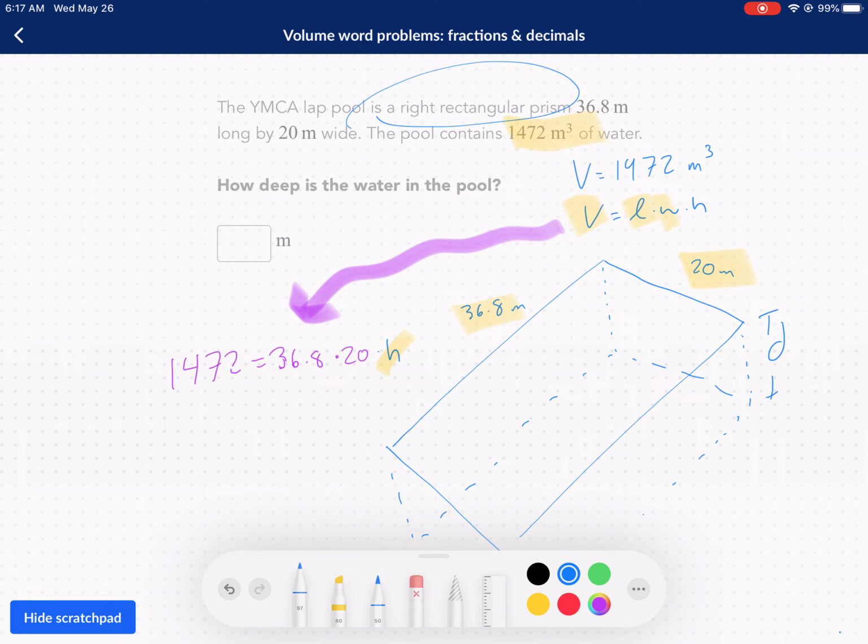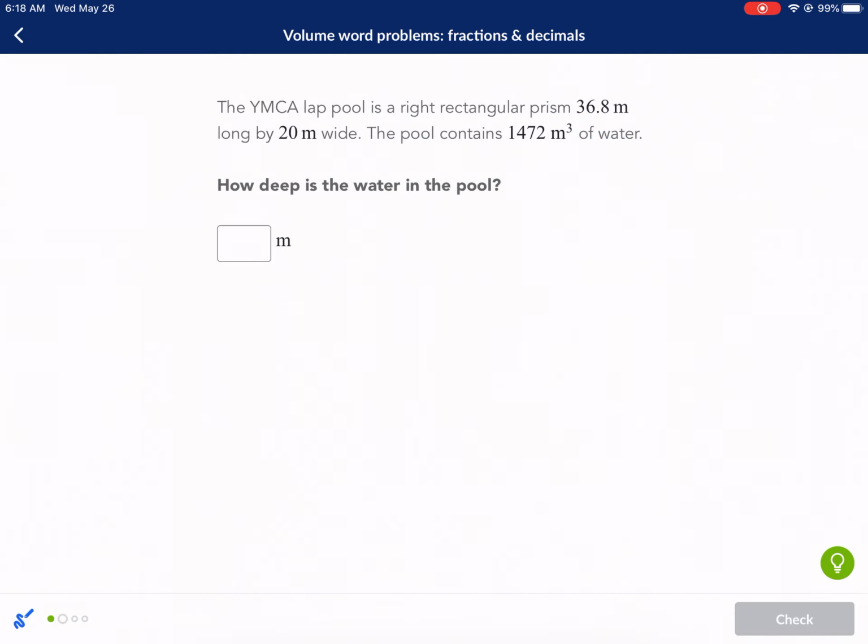When I do this, I get 736 times h equals 1472. 1472 divided by 736. Okay, so I divide by 736, and I get that the height of the pool is 2 meters deep. That's pretty standard, about 6 feet.